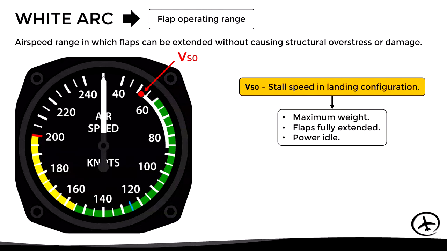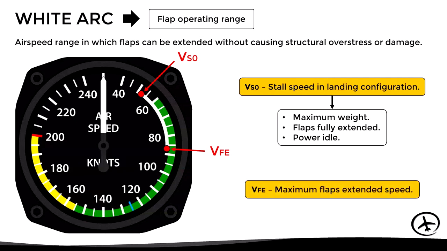On the other hand, the speed at which the white arc ends is the VFE. This is the maximum speed with flaps extended. If the aircraft exceeds this speed with the flaps extended, it can cause structural overstress or even damage. So the pilot must always make sure that the airspeed is kept within this arc when operating with flaps extended. However, there are some exceptions to this rule, since many aircraft have different VFE speeds depending on the flaps setting being used. If that is the case, the white arc will end at the most restrictive VFE, and therefore some flaps settings may still be used above this arc.